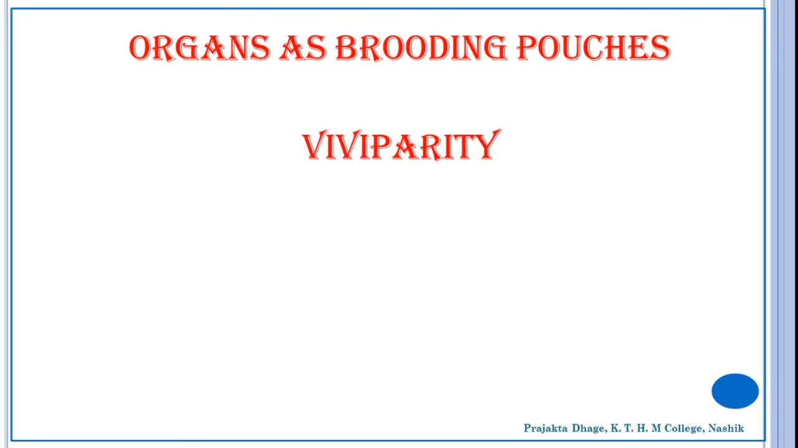Organs as brooding pouches. Some amphibians use organs as brooding pouches. In the terrestrial South American Darwin's frog, Rhinoderma darwinii, the male pushes at least two fertilized eggs into his large vocal sacs. The eggs undergo complete development in these vocal sacs and emerge as fully formed froglets.